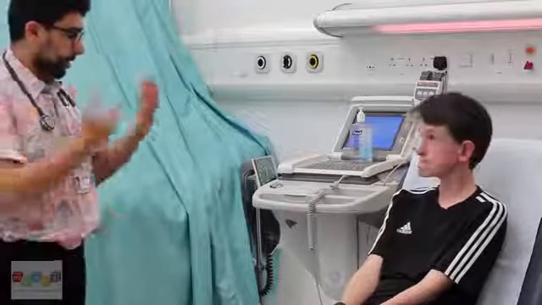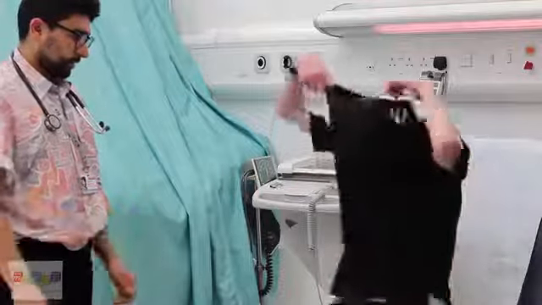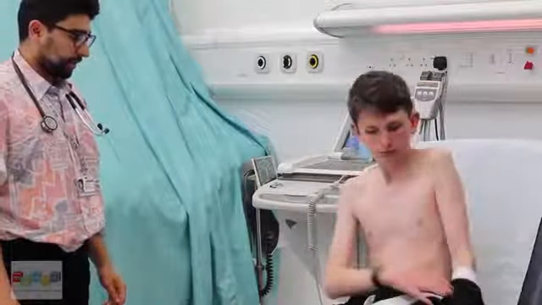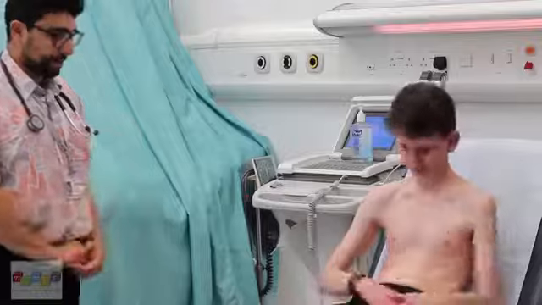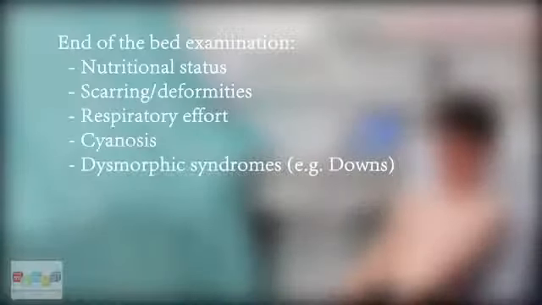Okay, can I just get you to take your top off for me? Just take a look at you generally. Examine the child from the end of the bed. Look for signs of their nutritional status, any scarring or deformities, their level of respiratory effort, any cyanosis, and any obvious dysmorphic syndromes such as Down syndrome.